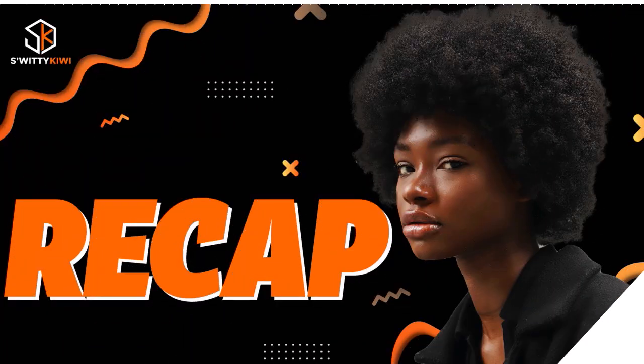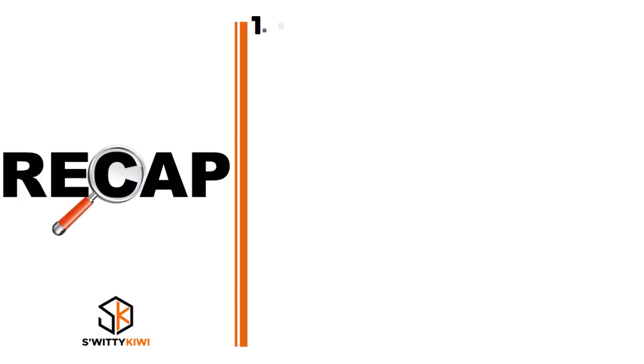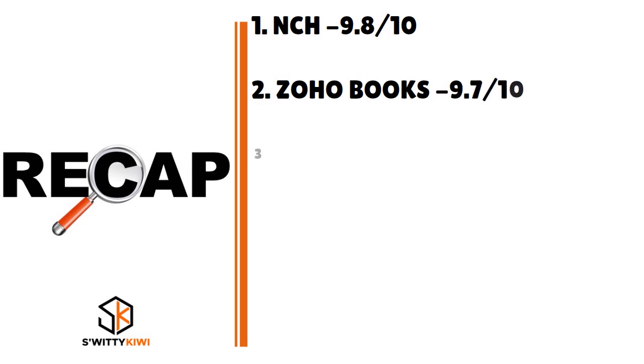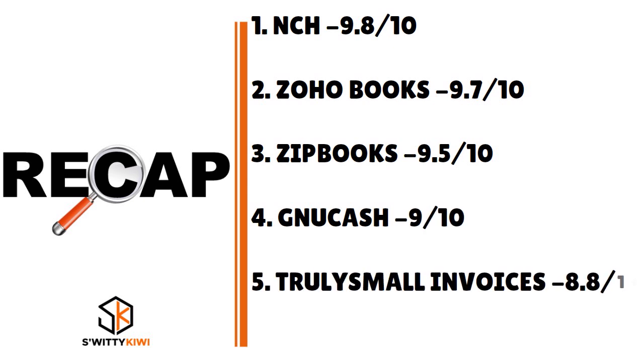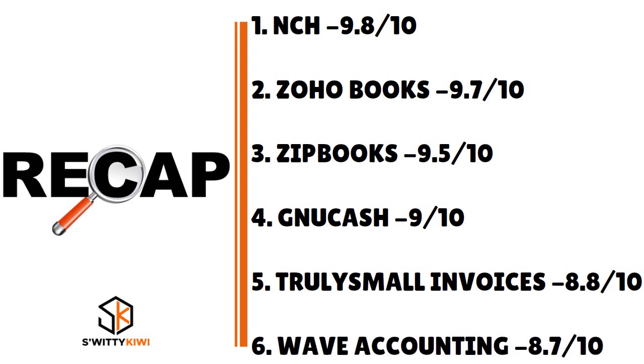Before I do a recap here, I just want to quickly tell you today's conversation, and so I want to recap the six accounting software that we talked about. So number 1, we have NCH 9.8/10. Number 2, we have Zoho Books 9.7/10. Number 3, we have ZipBooks 9.5/10. Number 4, we have GNU Cash 9/10. Number 5, we have Truly Small Invoices 8.8/10. And Wave Accounting number 6, we have 8.7/10.